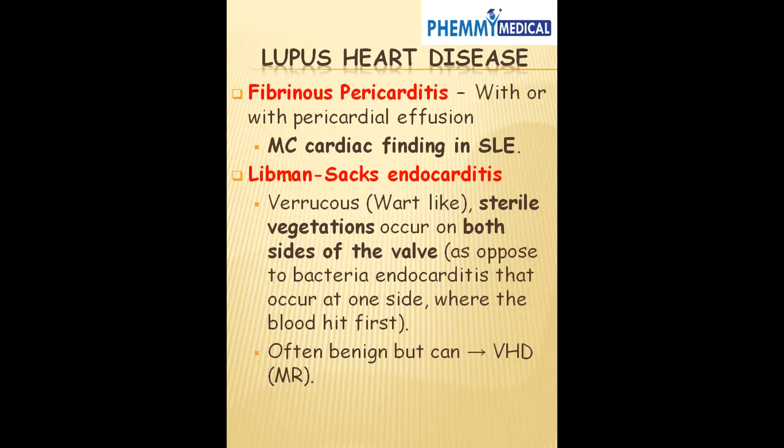And the next cardiac manifestation that we see in patients with lupus is Libman-Sacks endocarditis. And with Libman-Sacks endocarditis, these are verrucous, white-like, sterile vegetations that occur on both sides of the valve, right? Because it's an autoimmune process. So that's why you can see the vegetation on both sides of the valve. Remember, as opposed to bacterial endocarditis, that one is only at one side of the valve, whereby the blood hits first. So that's where we see those vegetations. And these are sterile vegetations and they're often benign, but the thing about it is that it can lead to valvular heart disease, especially mitral regurgitation.